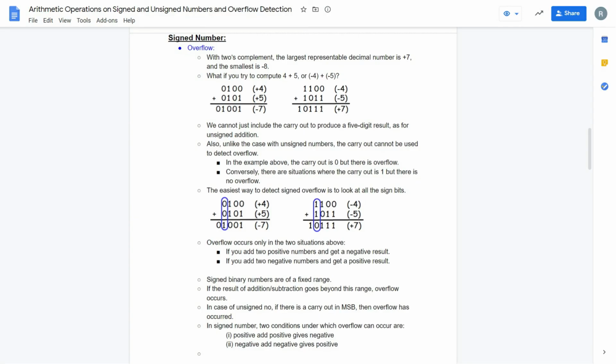In the next video, I will be showing you some arithmetic operations on 1's complement number system. But before I go, I would like to request you to pause this video and have a quick look at the summary of overflow in signed numbers so that you don't make a mistake in the exams.